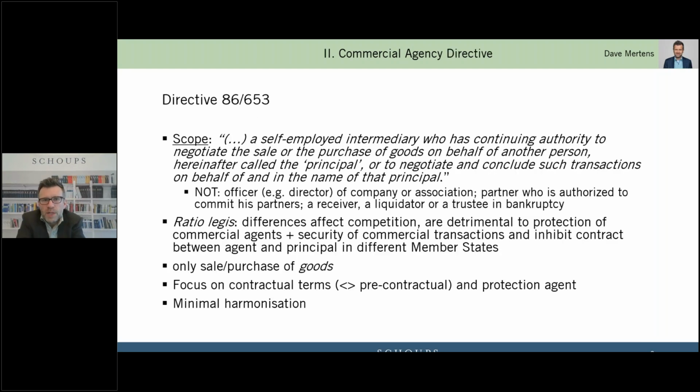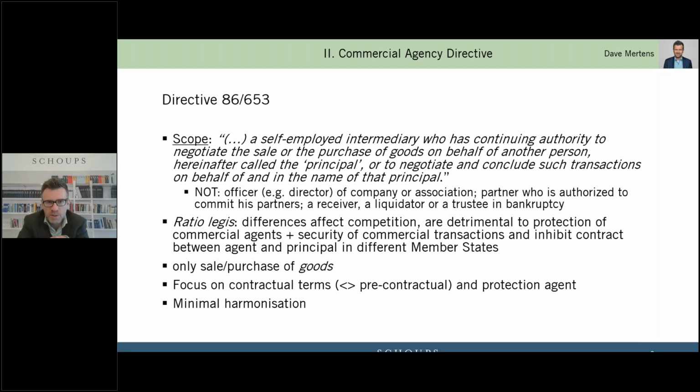The directive itself, the scope of the directive, one of the first articles of the directive, it applies to self-employed intermediaries with continuing authority, this is what I talked about, to negotiate the sale or purchase of goods on behalf of another person, the principal, or to negotiate and conclude such transactions. So it's all on behalf of, in the name of the principal. He doesn't buy and sell in his own name, on his own behalf, and he may be allowed to conclude these transactions, but basically it's negotiating. That's enough. But, and I'll talk about that later also, only limited to the sale and purchase of goods, with the exclusion of services.